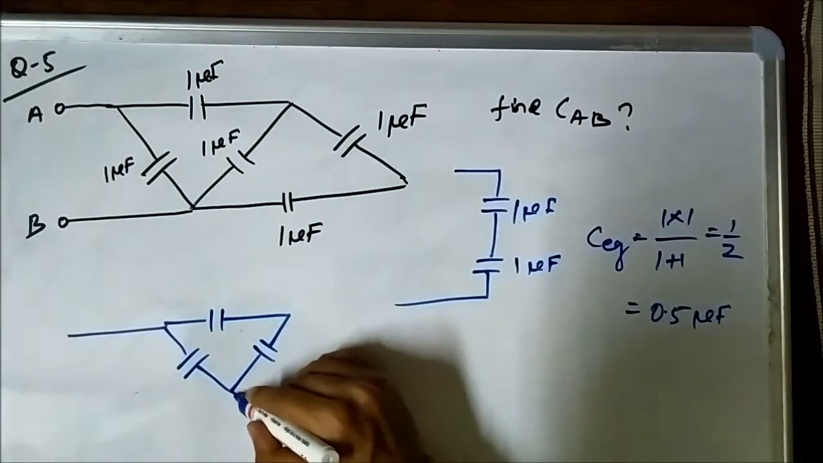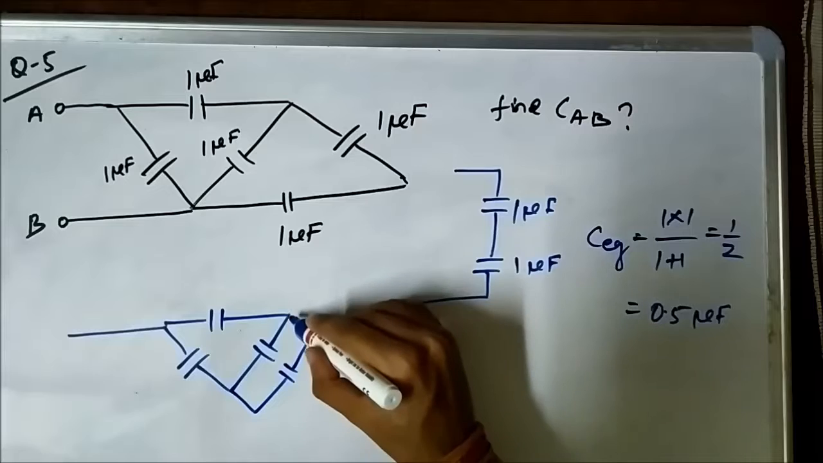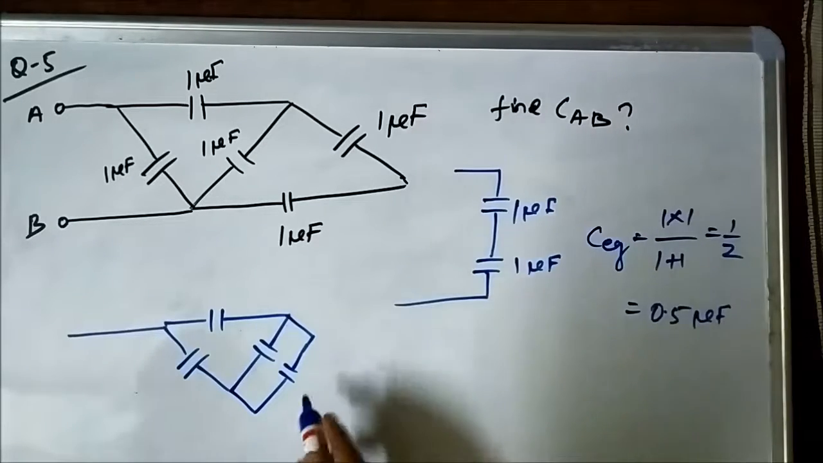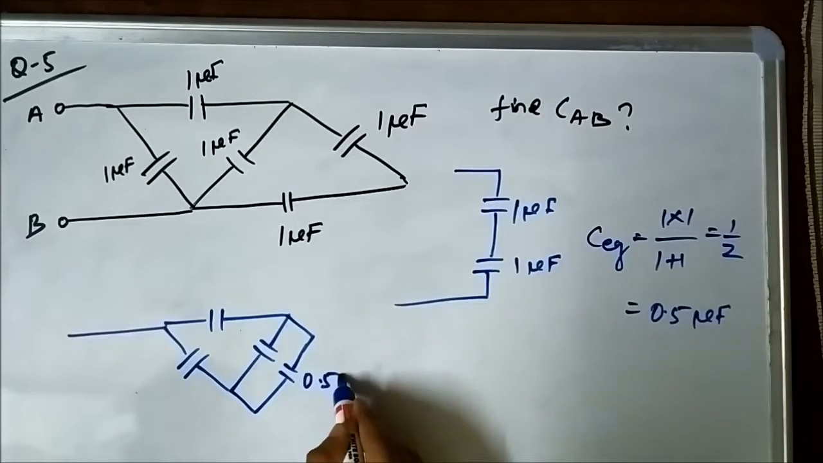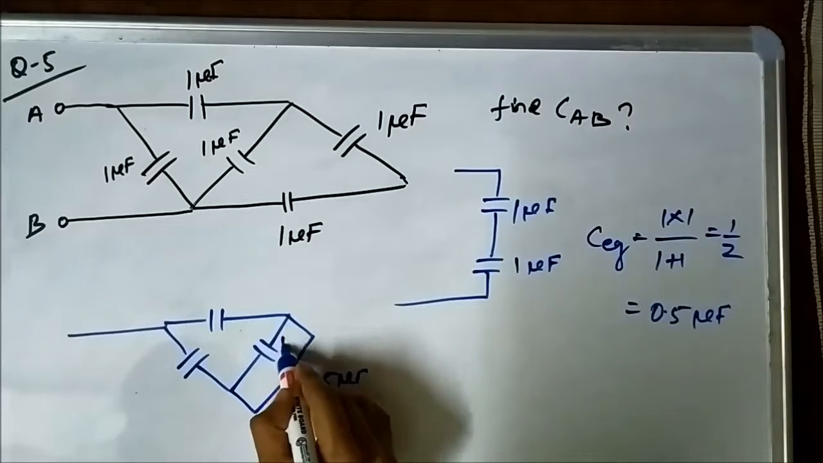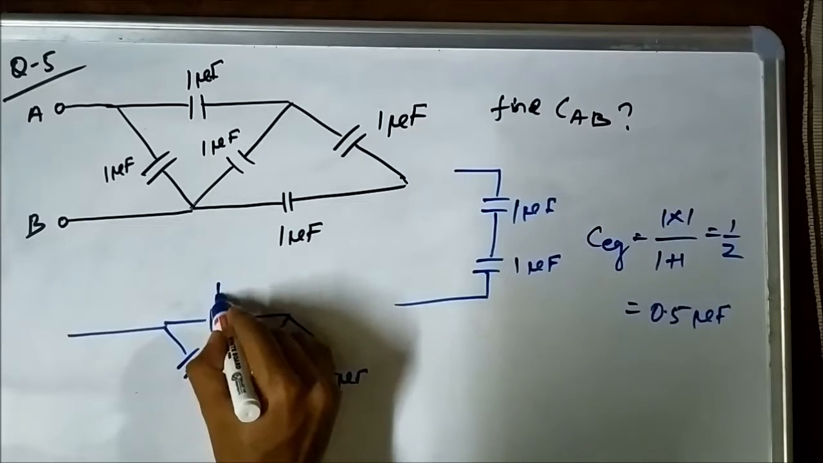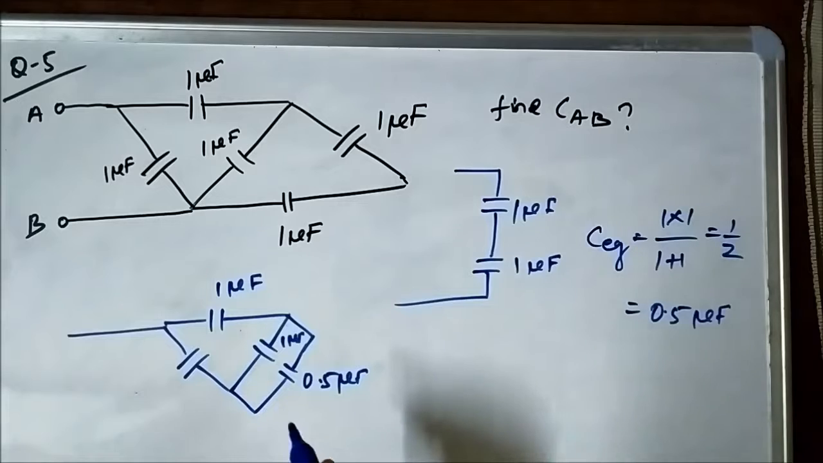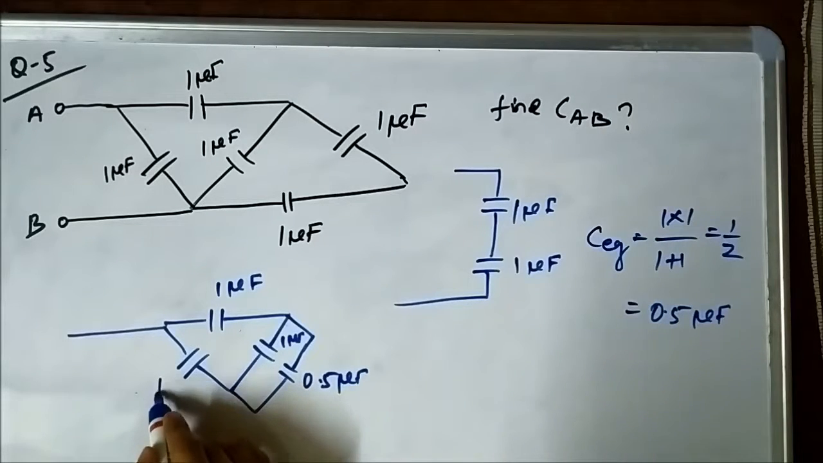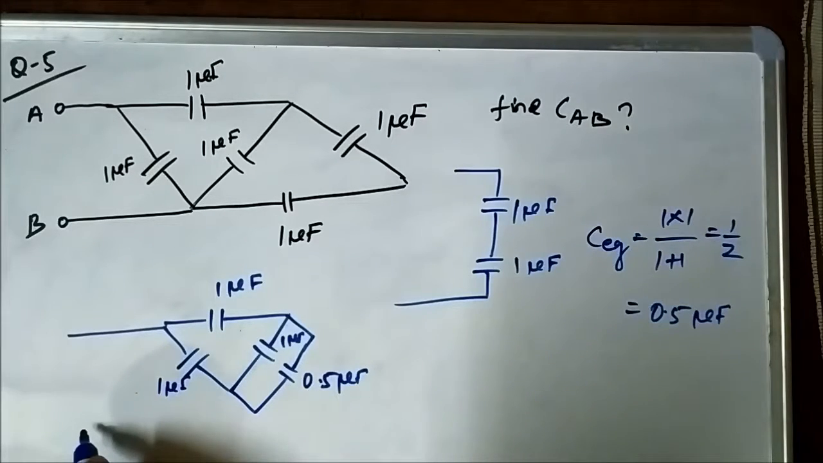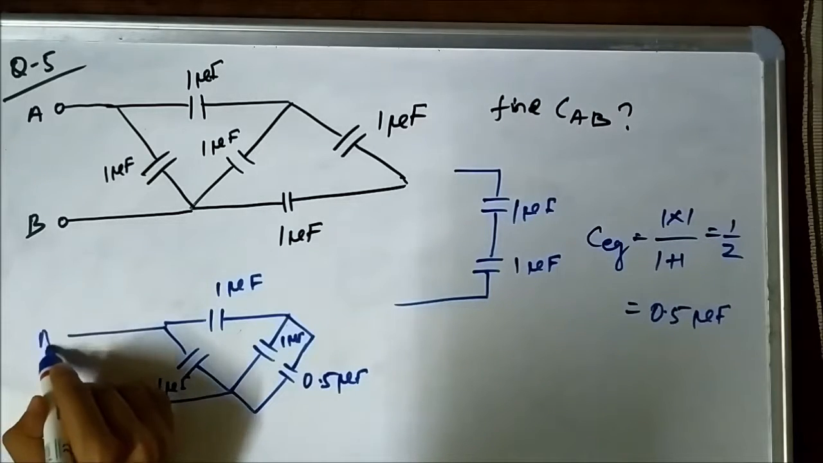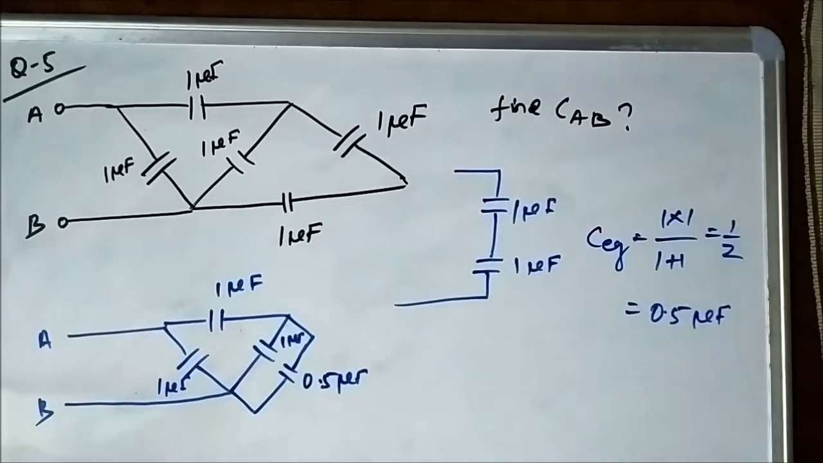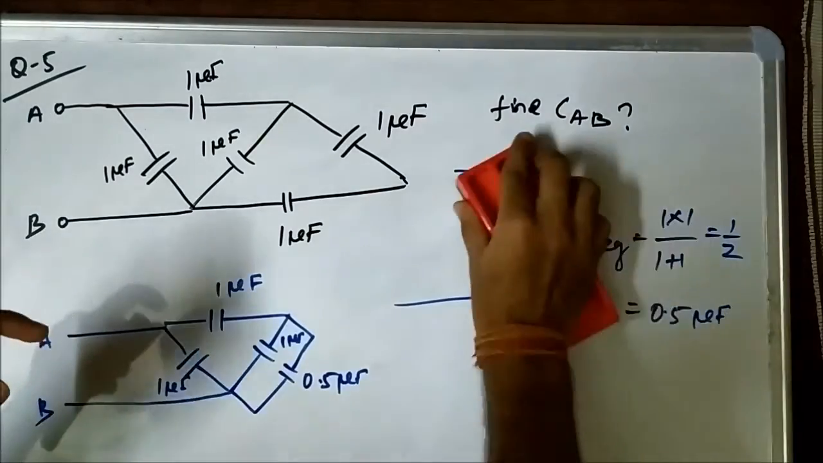And across this we have this 0.5 microfarad. This is 1 microfarad. This is 1 microfarad. And this is 1 microfarad. A and B. This is the reduced circuit.